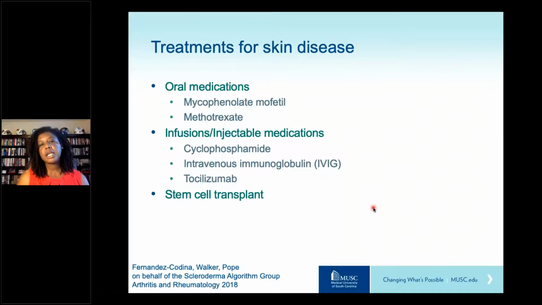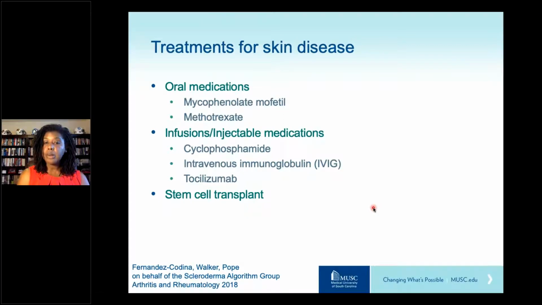There are several medications that we often use to treat skin disease. There is a list of oral medications including mycophenolate mofetil and methotrexate, some of which you might be familiar with. There are also infusion and injectable medications that we often use to help with the skin disease, including cyclophosphamide, which can also be given orally. Methotrexate can also be given as an injectable medication.